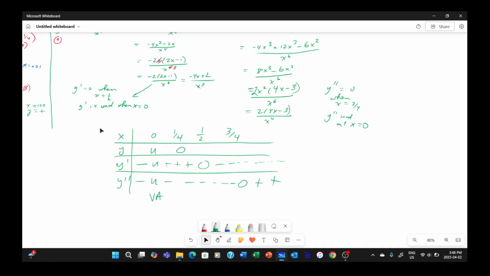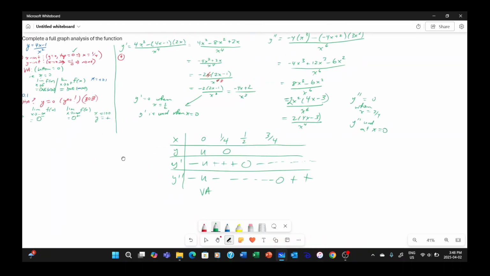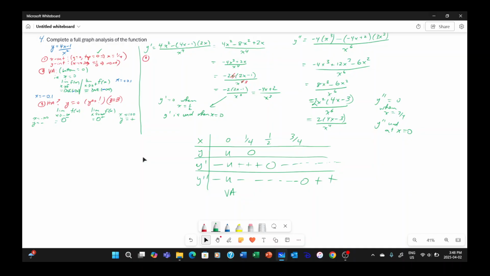And finally, for the original function, the bottom's always positive, and it's 1/4 that's going to be the deciding factor. So if you put in something like 100, it's going to look a lot like the second derivative. It's positive over here and negative everywhere else.